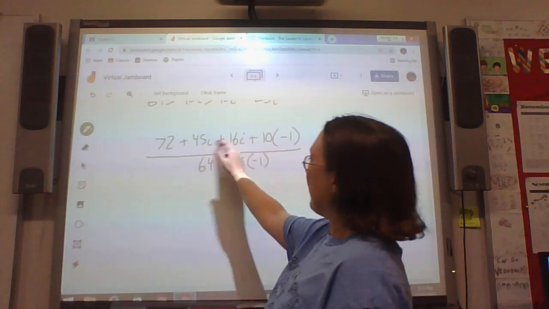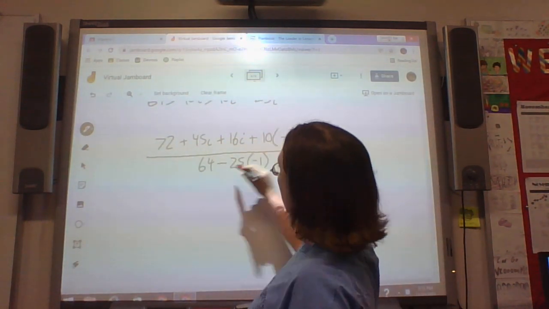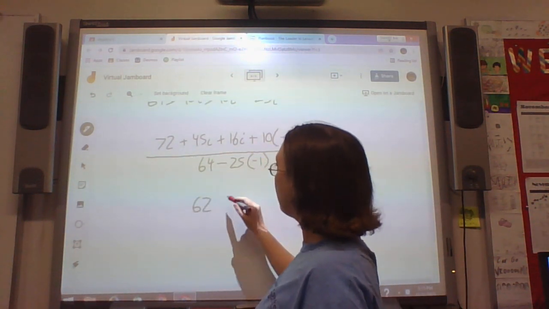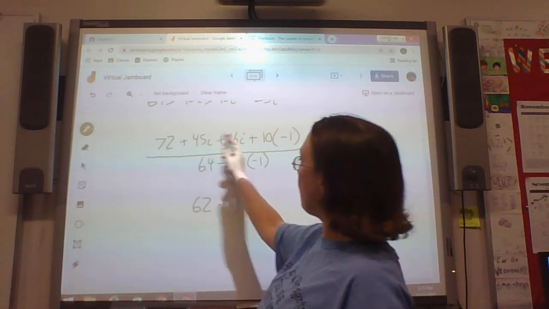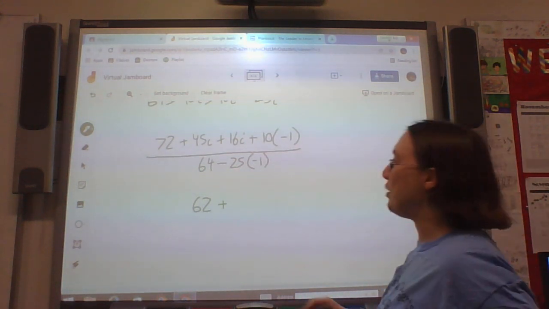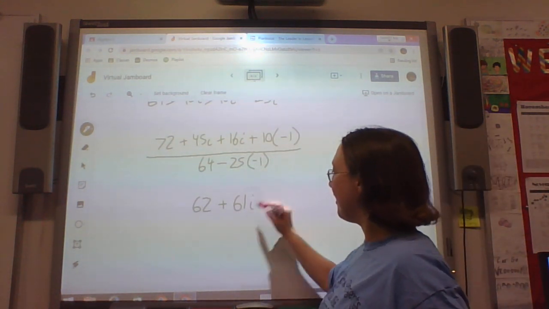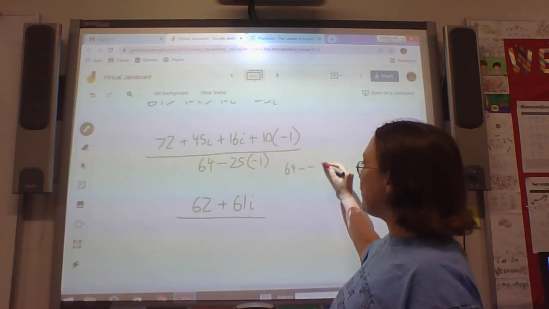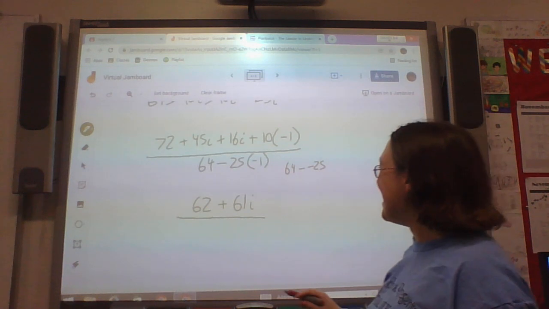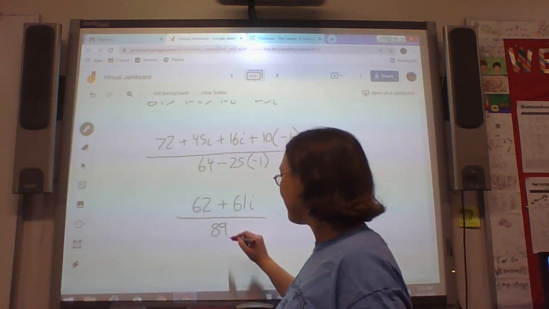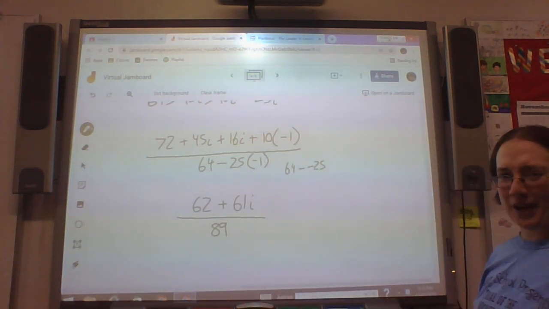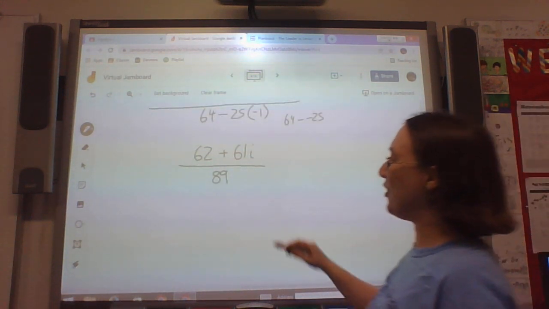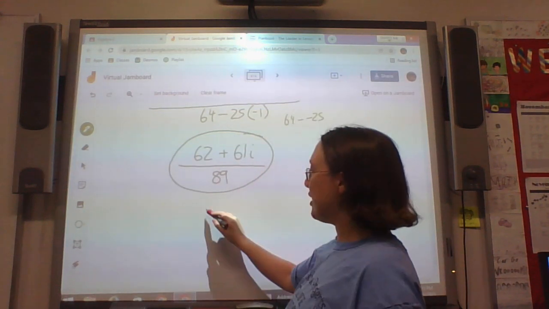So we're going to take those and we're going to combine some like terms up top. So 72 plus a negative 10 is going to give you 62. 45 and 16 gets you 61. That's got an i. And 64 minus a negative 25 gets you a positive 89. And if you've got fractions that are not going to turn into nice fractions or even going to reduce nicely at all, I'm okay if you just leave it. Technically, you should probably do this.